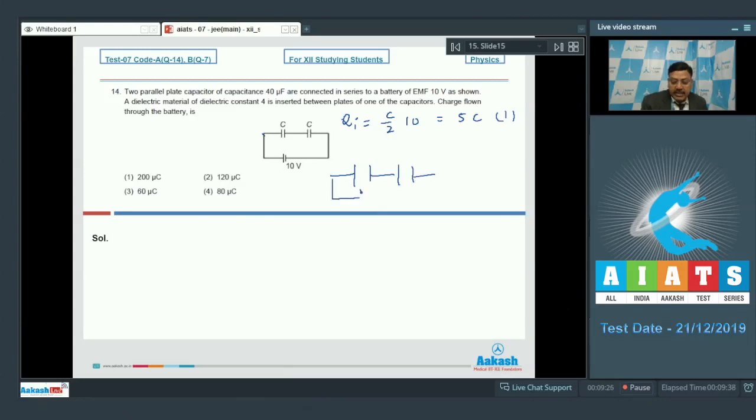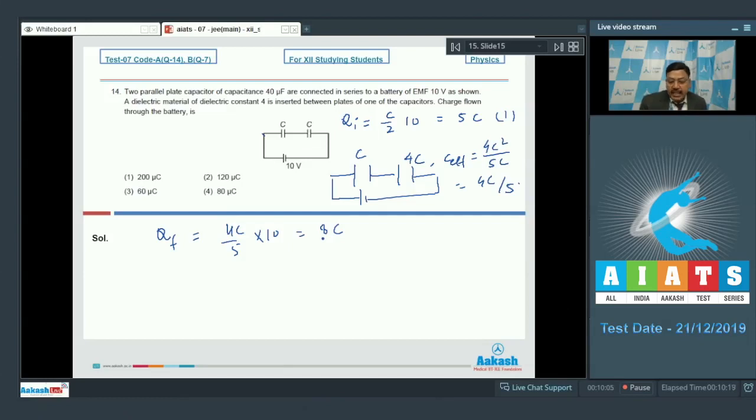Now, after the dielectric is inserted, let's say it is inserted in the second capacitor. The capacitance of the second capacitor becomes 4C, because the dielectric constant is 4, and the other is C, of course. So the new C effective will be C into 4C, or 4C square divided by C plus 4C, or 5C, which is 4C by 5. So the final charge QF is going to be 4C by 5 into 10 volt, which is 8C.